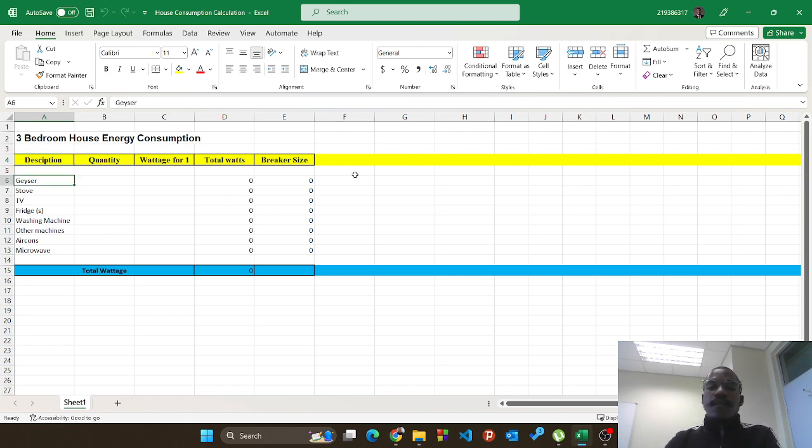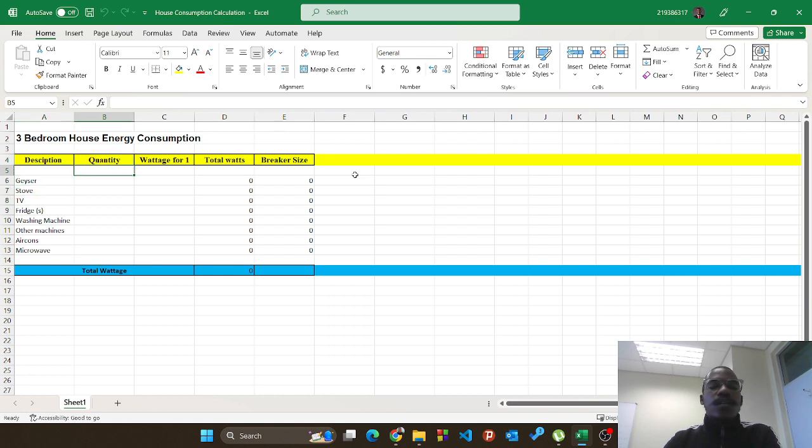Different households have different things, but for a normal household you would usually have a geyser, a stove, a TV, a fridge, a washing machine, other machinery such as pressure cookers and stuff like that, and you'll have air cons and a microwave. So that's it about the description. You can add other things, but I feel like this is fair for a normal three-bedroom house.